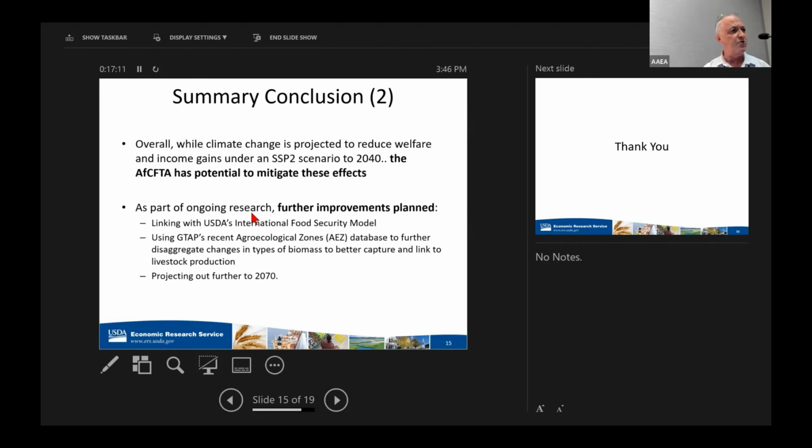Of course, this is very early research we're doing. And one of the things we want to still do is link this to USDA's International Food Security Model that Jakob leads. And also try to work with GTAP's agro-ecological zone database to better capture some of the variation and heterogeneity that you see even within countries on this change in biomass. And then, of course, as I mentioned earlier, by 2040 you're not getting much of a bang on the climate change effect, so seeing how we can project this out would also be very useful.